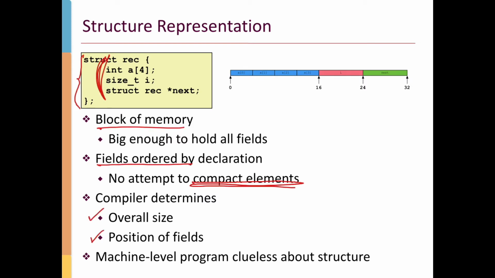It's important to note finally that the machine level representation of this structure has no notion of a structure or anything like that. All that's going to happen is we're going to see memory accesses to different parts of the structure itself, and the compiler is going to orchestrate all of that. The machine itself, the processor, the CPU, doesn't have any notion of structures any more than it has any notion of arrays or anything like that.